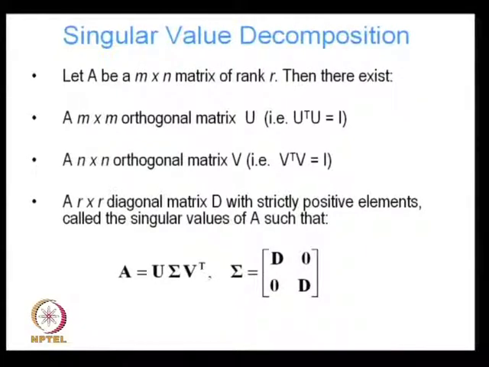So, what I am saying is that we can always do a singular value decomposition of a matrix A into orthogonal matrices U and V and an R by R diagonal matrix D, such that I can represent A as a product of U, sigma and V transpose, where sigma is such that D occupies the diagonal elements of sigma.